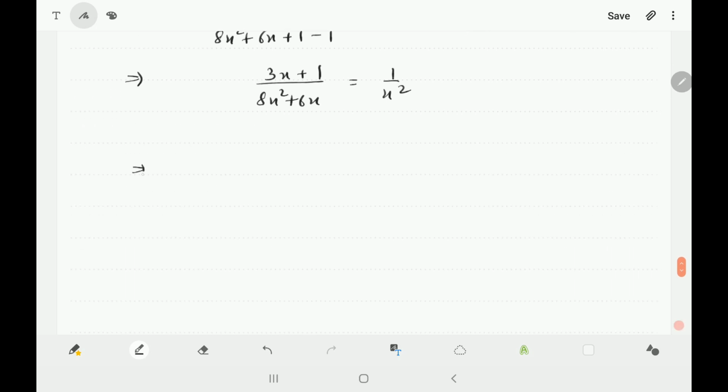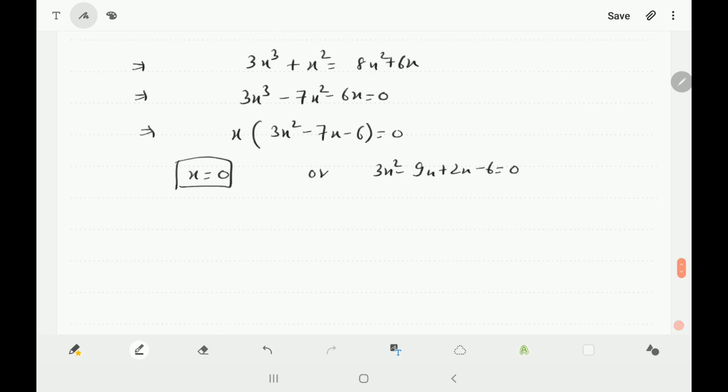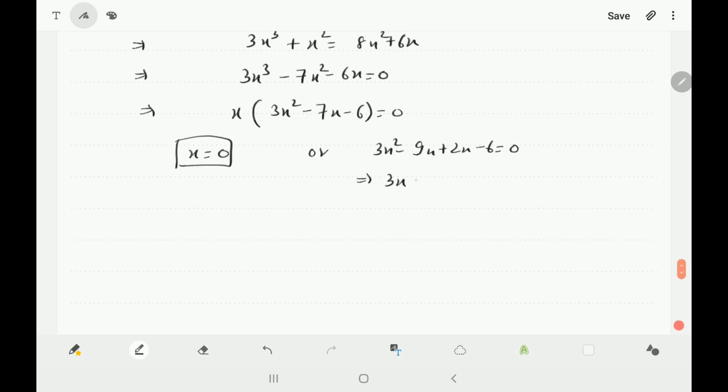So now we will be left with the equation 3x cube plus x square is equal to 8x square plus 6x. So once you cancel out, you will have 3x cube minus 7x square minus 6x is equal to 0. So x will go common and 3x square minus 7x minus 6 will be left. So either x is equal to 0 or 3x square minus 3 6 is 18, so minus 9x plus 2x minus 6 is equal to 0. So you will be left with 3x plus 2 into x minus 3 is equal to 0.